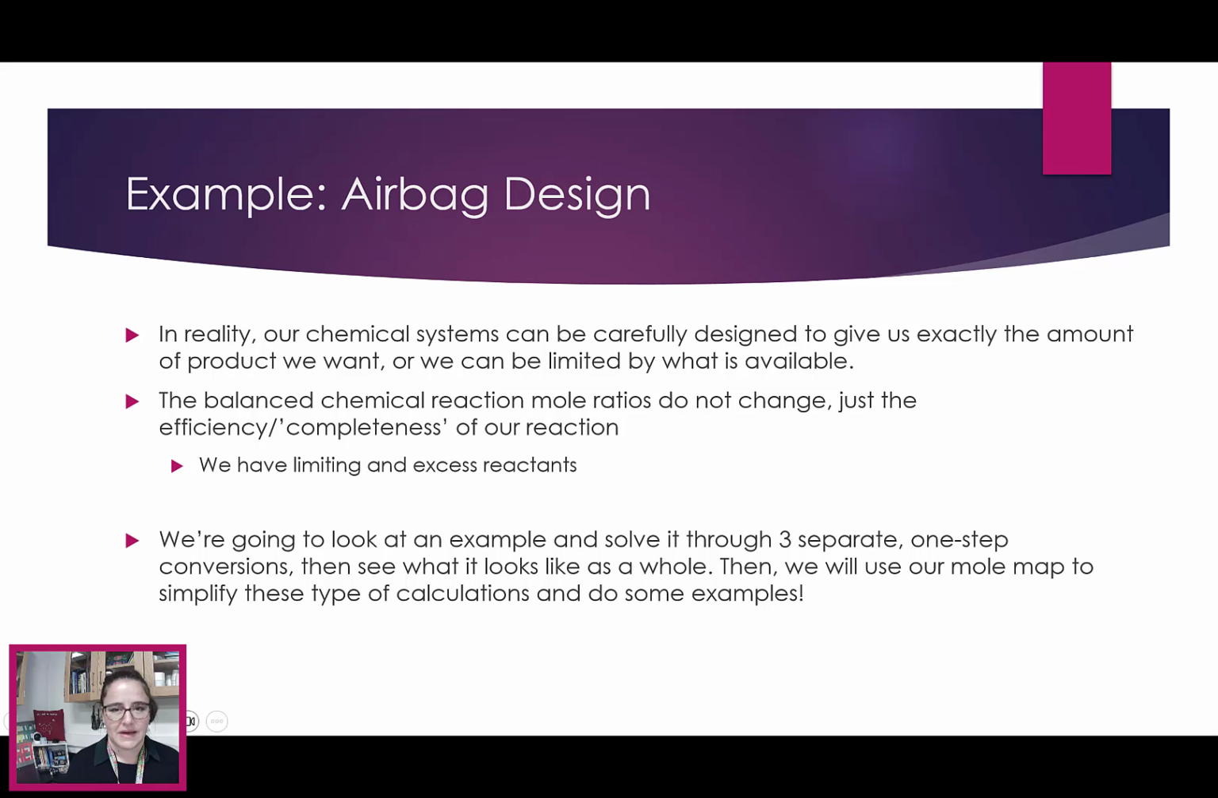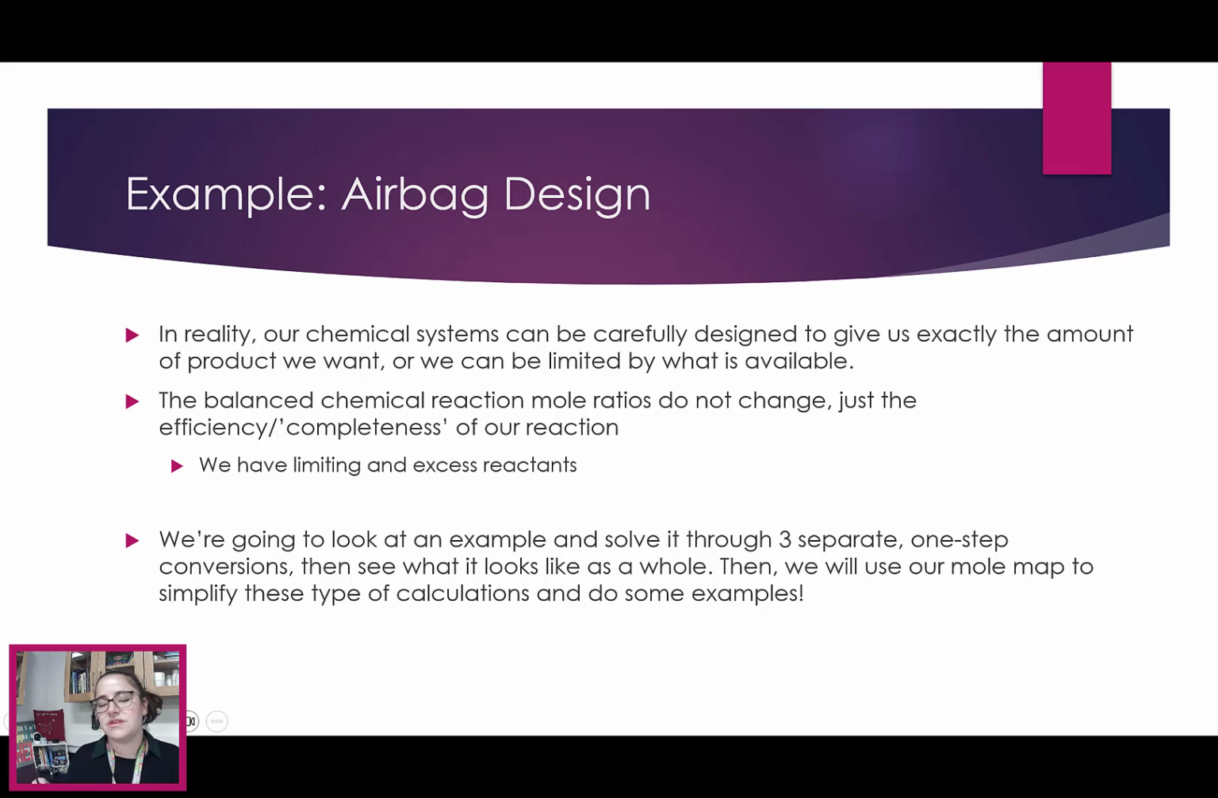First, let's just talk about an example, okay? In real life, sometimes we can have chemical systems that are carefully designed to give us the exact amount of product we want, like an airbag. When that car crash goes off, a chemical reaction starts that produces a gas that inflates that airbag. You wouldn't want it to be too much or too little because then your airbag could pop or it could not inflate enough and it won't be effective in protecting you during the crash. That's an example of a carefully designed one.